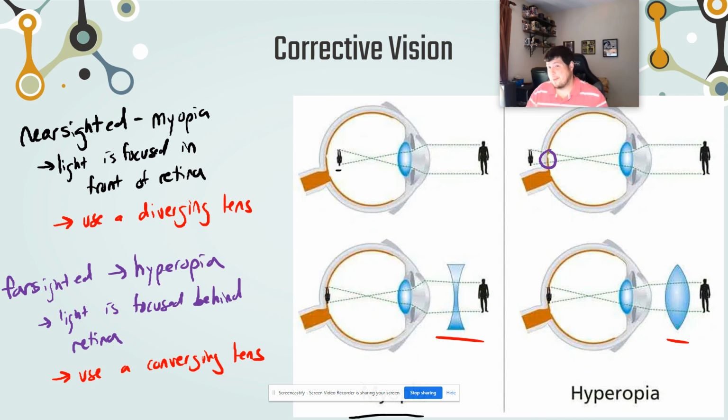Okay, folks, that's been a bit about lenses and all the different things that kind of come along with it.